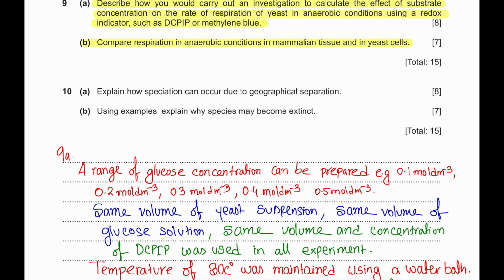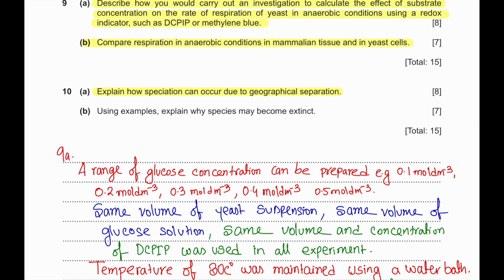Question number 10A. Explain how speciation can occur due to geographical separation. So mountain, sea, river, they may act as a geographical barrier. A population of an organism can get separated into two because of these barriers. As a result, no gene flow can occur between these populations. Different environments have different selection pressures, and mutation occurs within a natural population all the time.